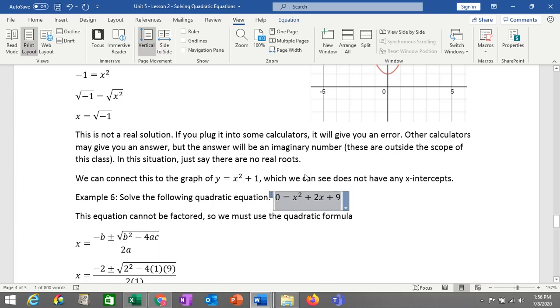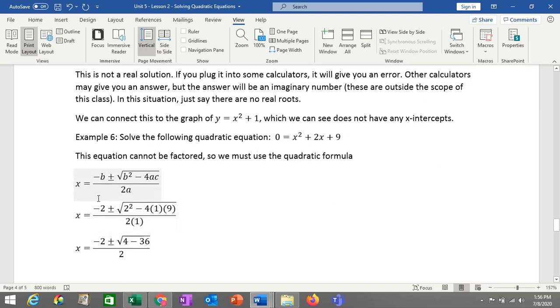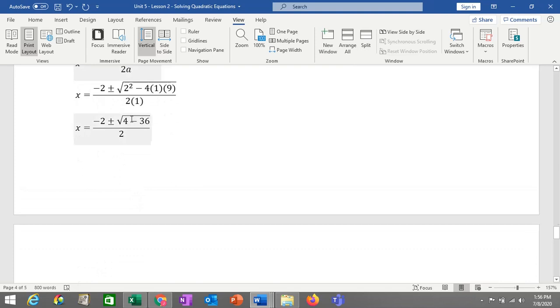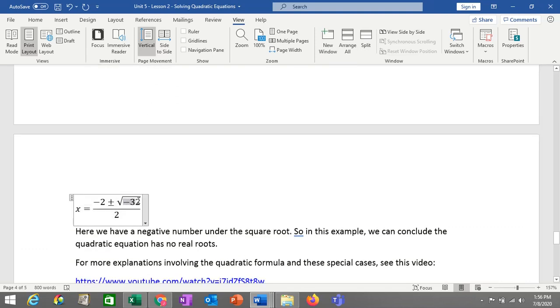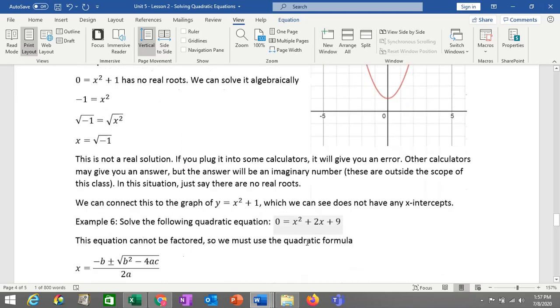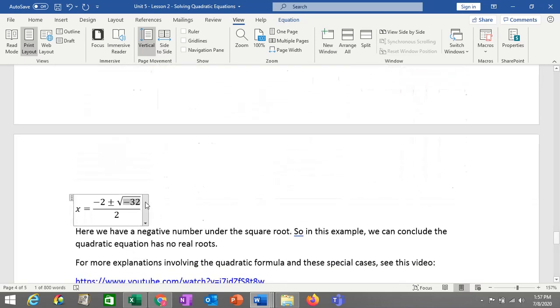So I have my a, I have my b, and I have my c. I plug all of those into the quadratic formula, and you'll notice that in this case you get a negative number underneath the square root too. And so that's how you know, based on the quadratic formula, that there are no real solutions. The second you see a negative number under that root, just write, we have a negative number under the square root, so there are no real roots.